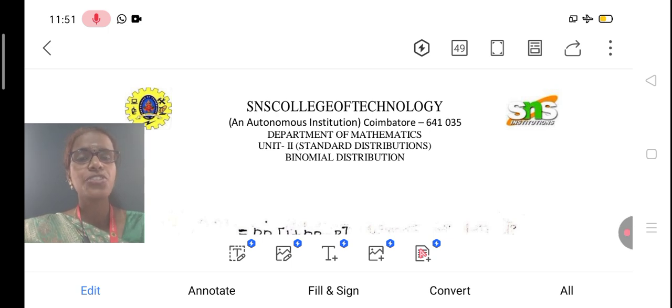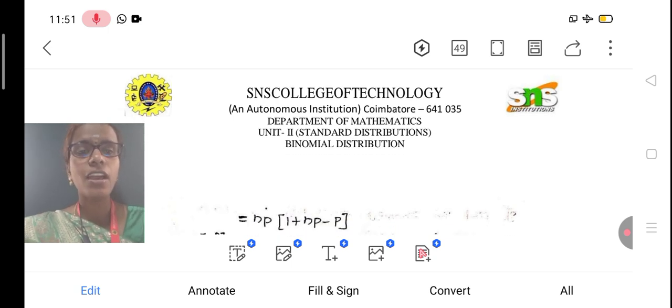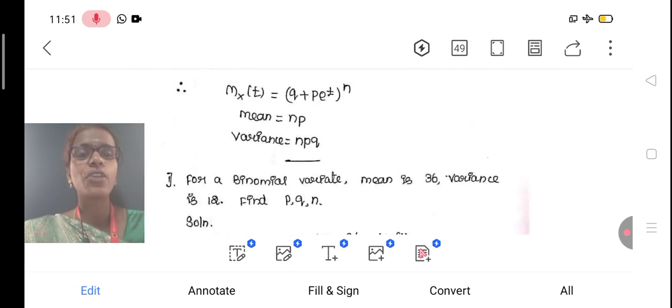So we are going to continue the same topic. What we saw in the last class, we just derived the formula for MGF, mean and variance of binomial. Today also we are going to have the same topic, but we are going to see the problems. Already we have done the derivation part, that is how we are getting the formula. And in today's class we are going to solve the problems.